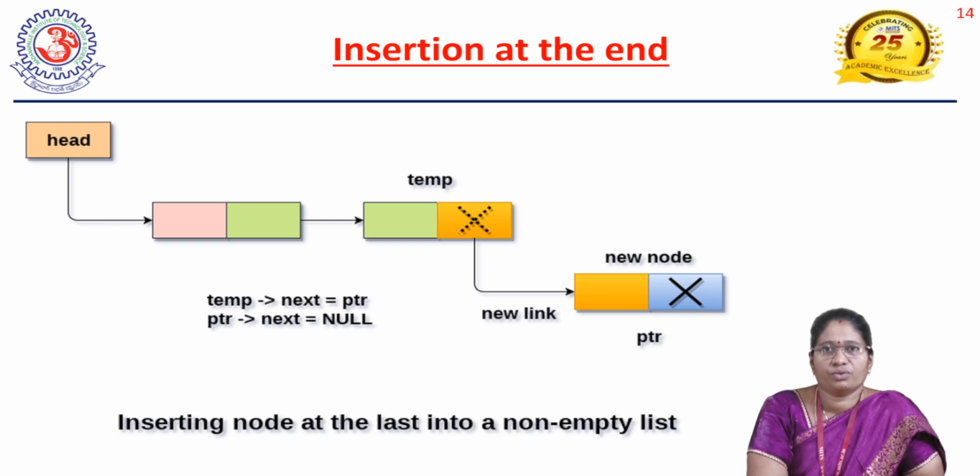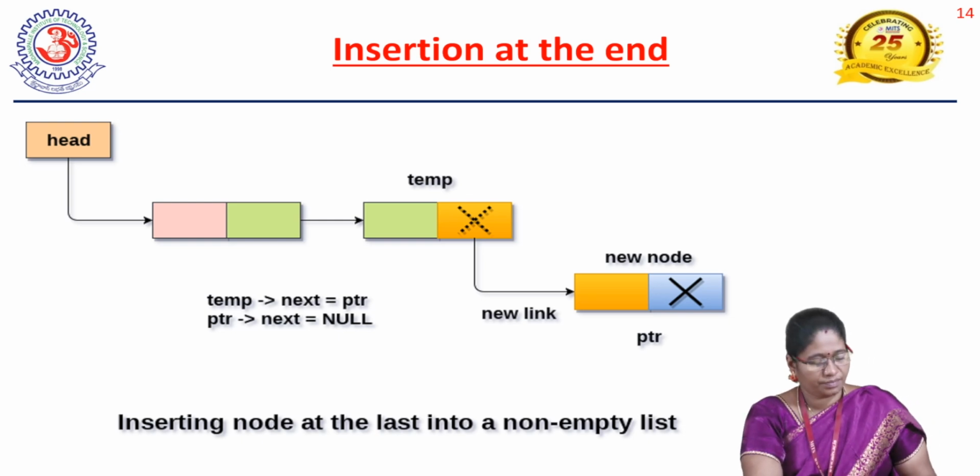If you give that connection, automatically your new node is appended at the last place. Later, you have to make your pointer's reference path null. That is called pointer next is equal to null. So the last node of your list has a null statement. That is how we insert an element at the end.